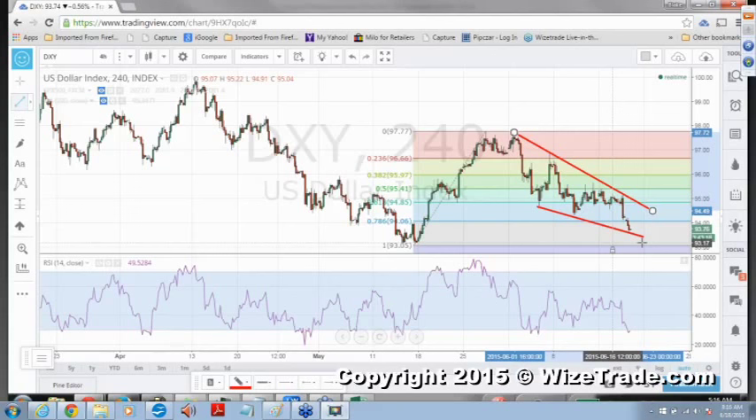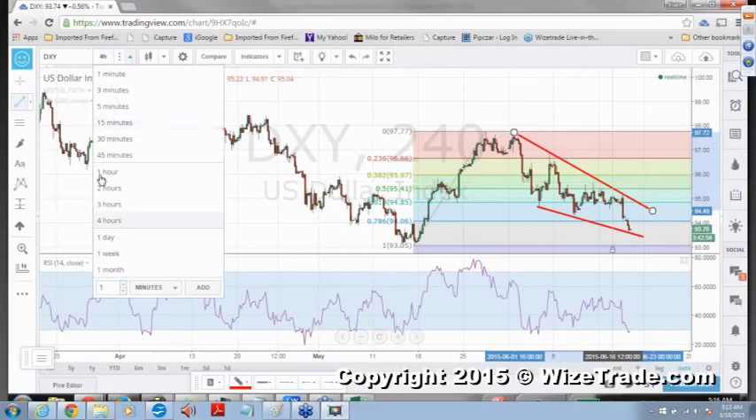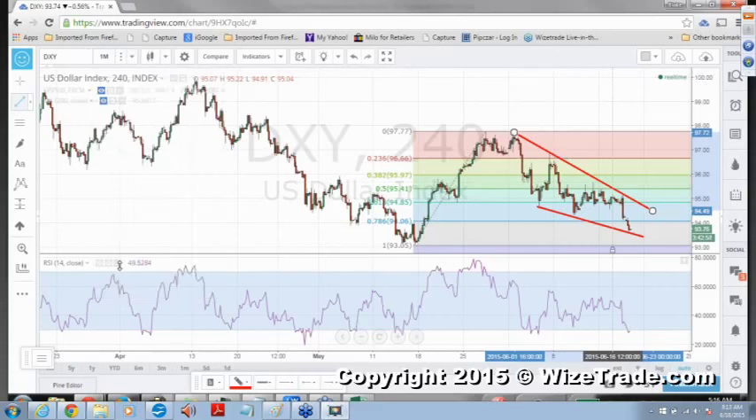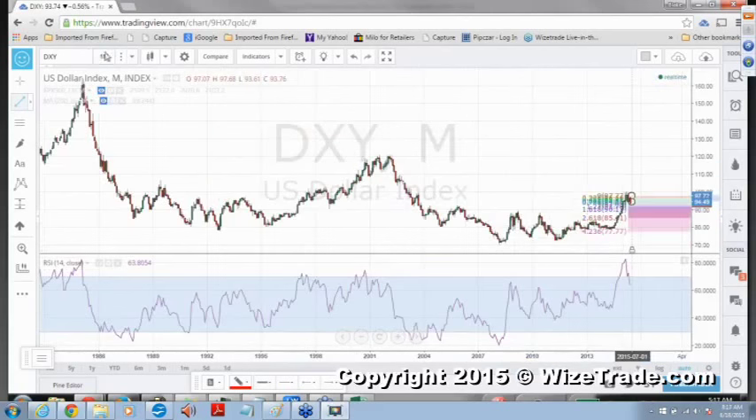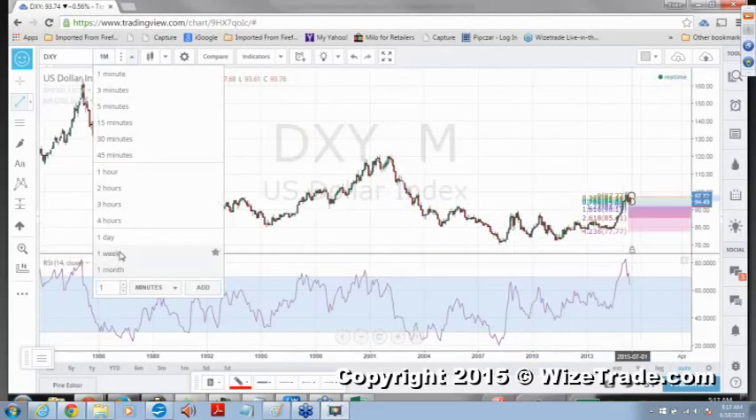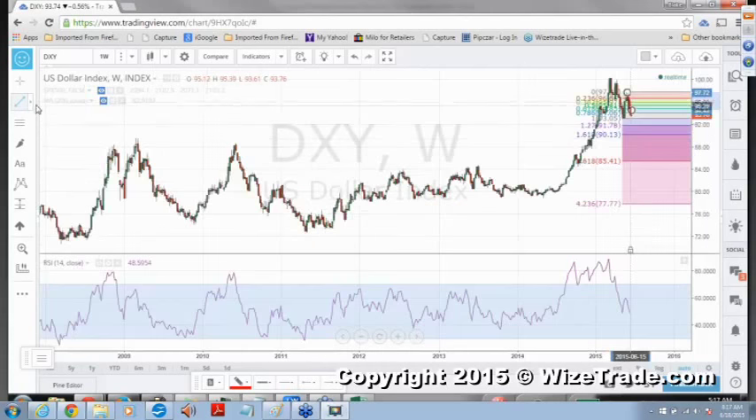92.50, and I know I've said this at least 20 times over the last couple of months. We get to 92.50, I really don't care what we're doing with any other currencies. I'm buying the dollar. That is the 2005 breakout point. I think it's 2005. Go back on the chart, it's right here. Actually, let's go to the weekly chart. Better. It's too scrunched up.